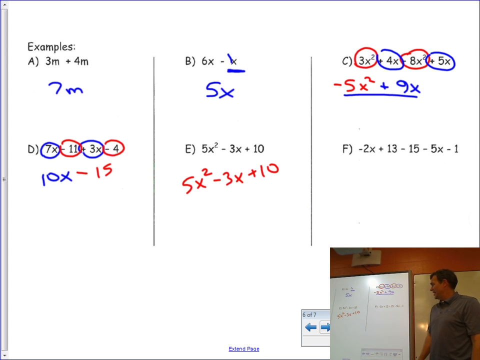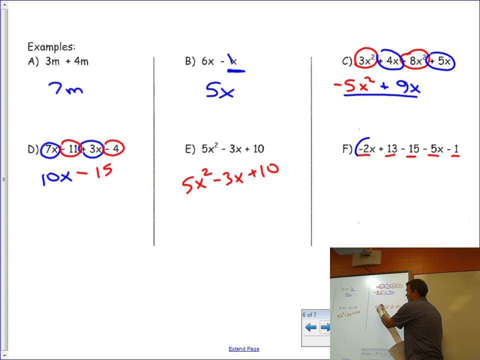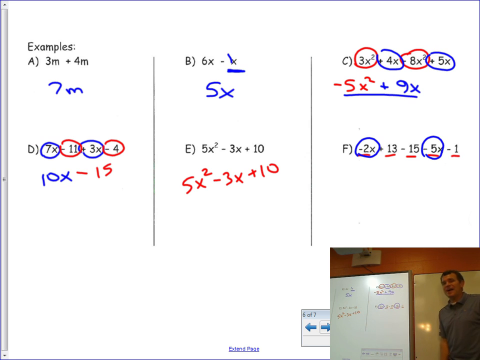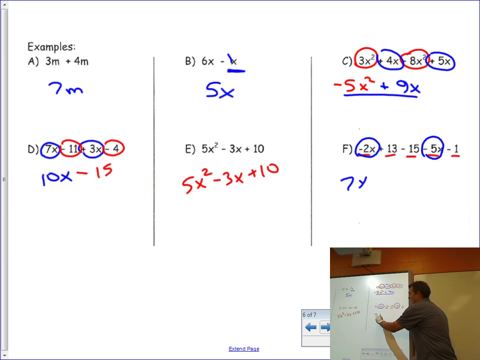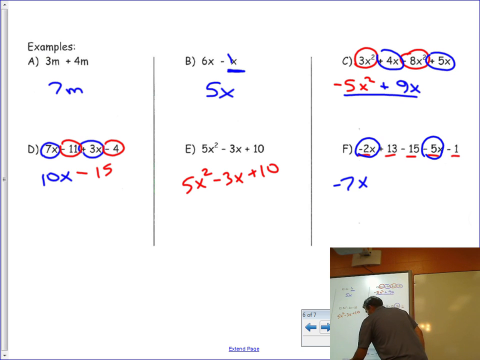And last up, I've got these. How many terms are there? Let's see. 1, 2, 3, 4, 5. I've got five terms, and I'm looking for like terms to combine. Well, the first ones I see are negative 2x and negative 5x. Again, I'm adding or subtracting. Since those have the same sign, I'm going to add them and get 7x. And the bigger number gets to use its sign. And I have successfully combined those.